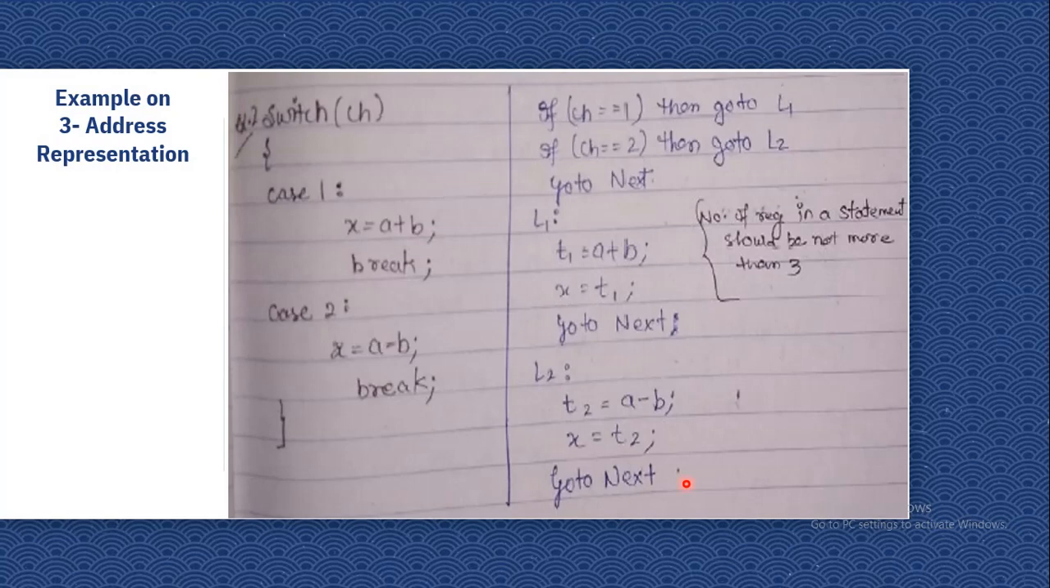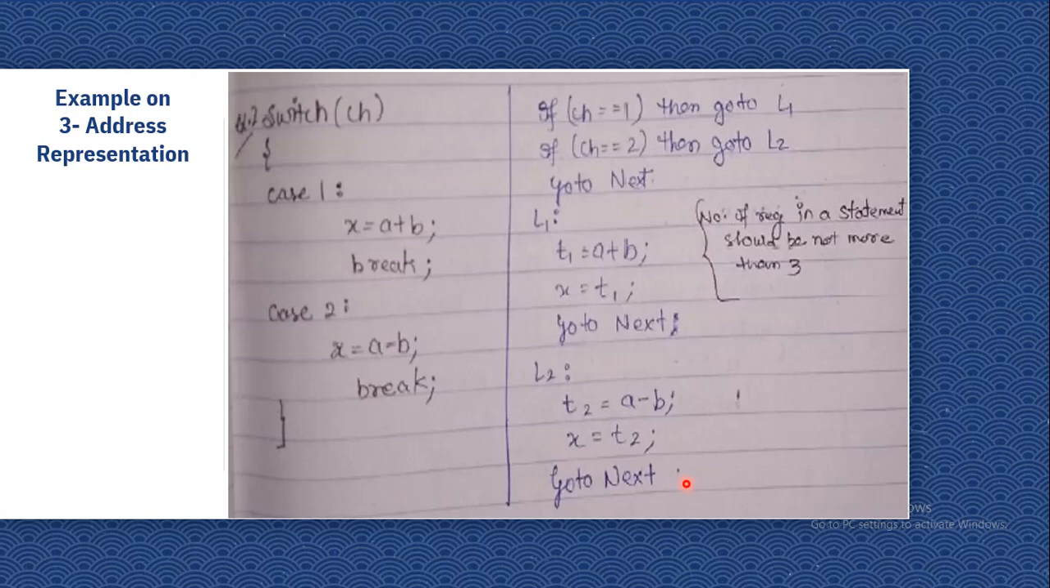Like if we have a switch according to the ch variable. If the value of ch is 1, then we add a plus b and store that value in x. If the value of ch is 2, then we subtract b from a, and this result will be stored in x. Then break the statement and go to the end of the switch. So we have to convert this switch statement into the if statement also.